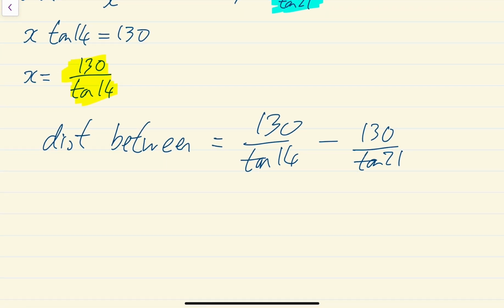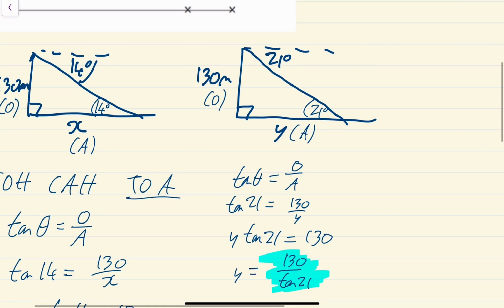And fire that into your calculator. Hopefully my calculator's in the right mode. I have no glasses on. I can't even see this anymore. Right, great. 130 divided by tan of 14, hoping the calculator is in degrees mode and not a different mode. And then 130 over tan of 21. Fire that into your calculator. And I have got 182.7399.